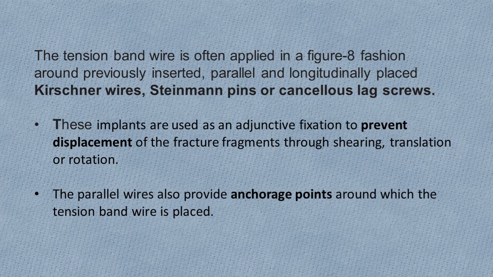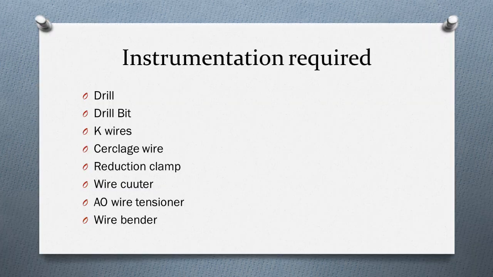The tension band wire is often applied in figure of 8 fashion, and it is used with Kirschner K wires, Steinmann pins, or cancellous lag screws. These implants are used as adjunctive fixation to prevent displacement of the fracture fragments through shearing, translation, or rotation. The parallel wires also provide anchorage points around which the tension band wire is placed. Instrumentation required: drill bit, K wires, cerclage wire, reduction clamp, wire cutter, AO wire tensioner, and wire bender.